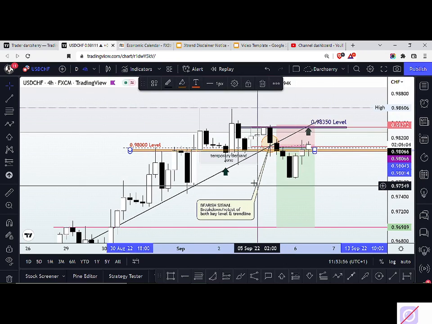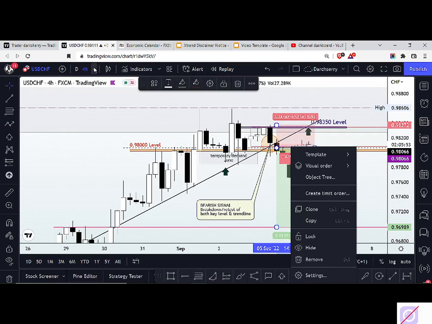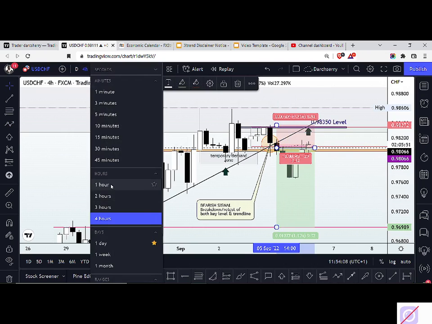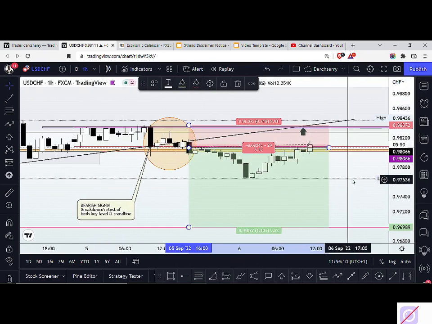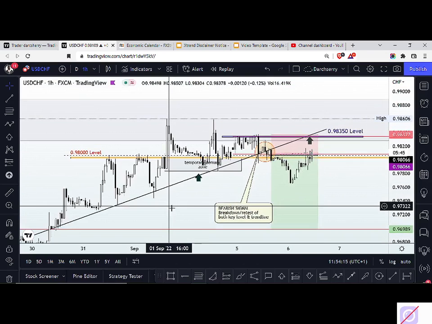And now what are we looking forward to? I said if price breaks down and does a retest of this bullish trend line, we want to be joining the decline. So we actually joined the decline yesterday. Let's scale down to the 1 hour time frame. I joined this trade yesterday.